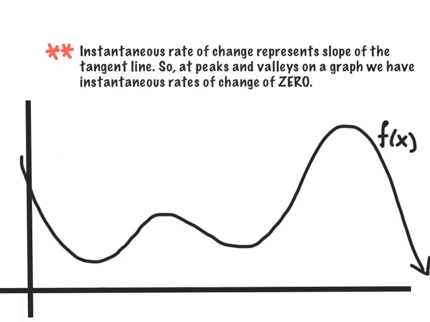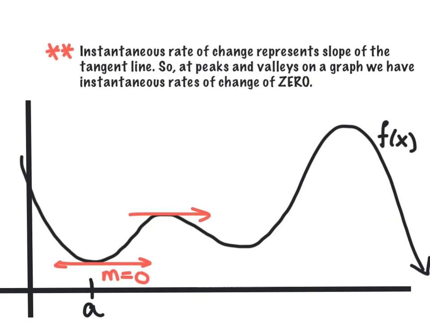And finally, the last slide for this section, I just want to point out that instantaneous rate of change we know represents the slope of the tangent line. So what this means is that if I give you a graph of a function, the peaks and valleys of this graph will always have instantaneous rates of change of 0. So for example, this valley, the slope of the tangent line at this point down here, whatever this point might be, let's say A, has a slope, an instantaneous rate of change of 0.